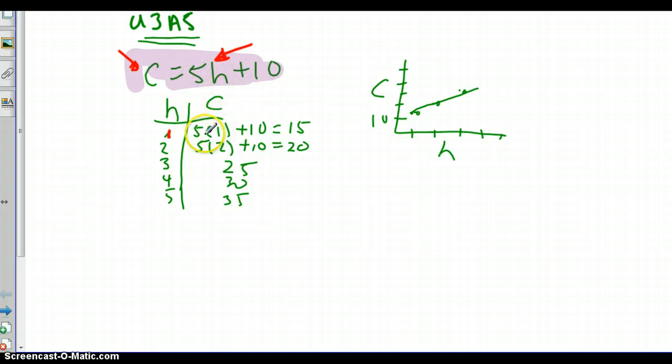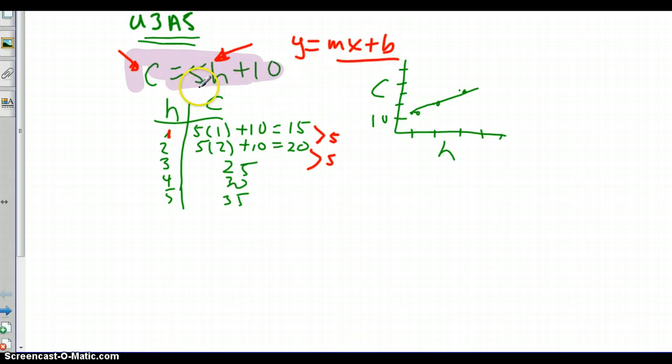So 5 times 1. So there's my 1. 5 times 1 plus 10, and I get 15. 5 times 2 plus 10, and I get 20. And I go all the way through, and I see that I have a first difference or a rate of change of 5 each time, which is nice. This looks like y equals mx plus b. So it's going to be linear.